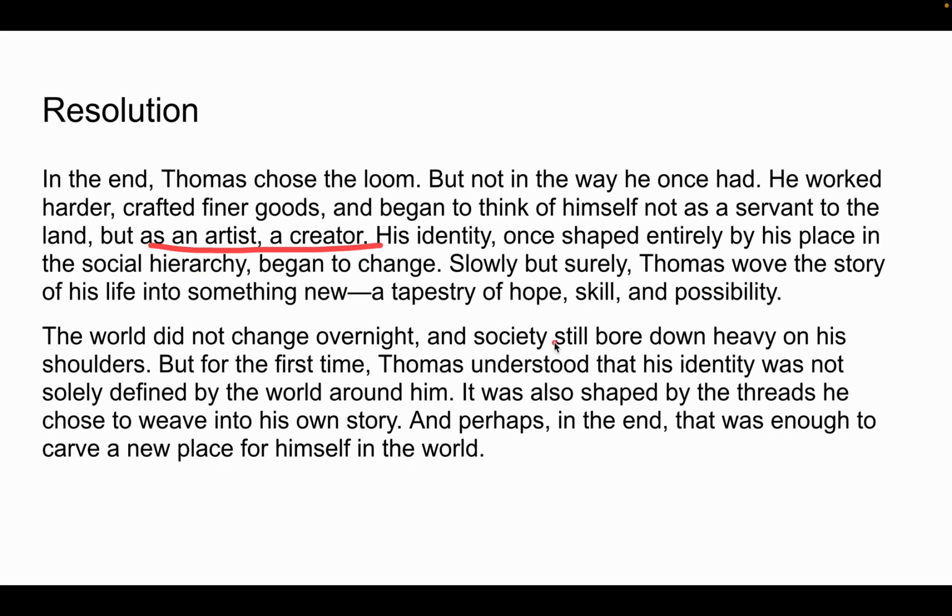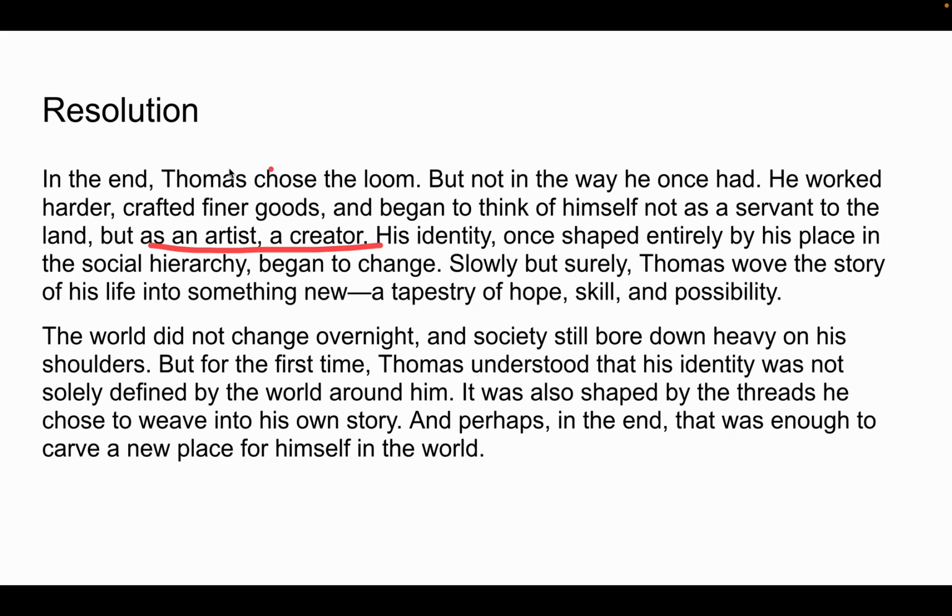The world did not change overnight, and society still bore down heavy on his shoulders. But for the first time, Thomas understood that his identity was not solely defined by the world around him. It was also shaped by the threads that he chose to weave into his own story, and perhaps in the end, that was enough to carve a new place for himself in the world. Ooh, powerful ending. Once again, we don't know if he won the competition, but our conflict is resolved.